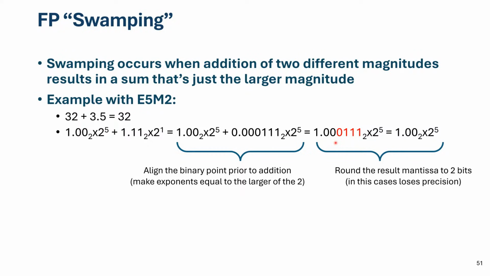The key is that the result, to be represented accurately, needs all 6 bits of the mantissa. But now you have to convert back to E5M2, which only has 2 bits of mantissa. So all the bits in red here are going to get victimized by rounding. That's what happens in any of these representations: if the value cannot be represented accurately in the destination format, rounding will happen. In this case, you round to the nearest value, which will be 100, and that's how you get 32 as an output. That's how swamping occurs.